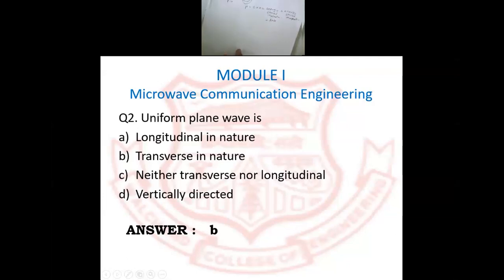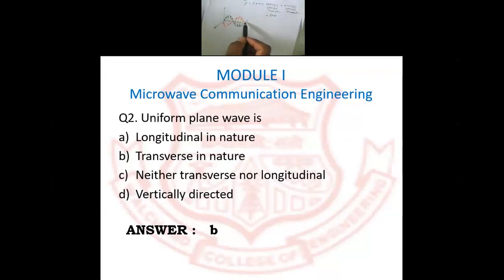Why is it transverse in nature? Because the electric field component and the magnetic field component are perpendicular to each other. So this one is your electric field component, and here we have a magnetic field component. If you see, the electric field component and magnetic field component are perpendicular to each other, which means it is transverse in nature.